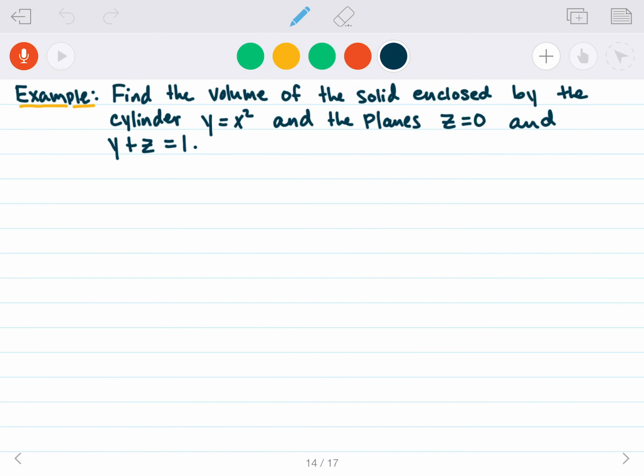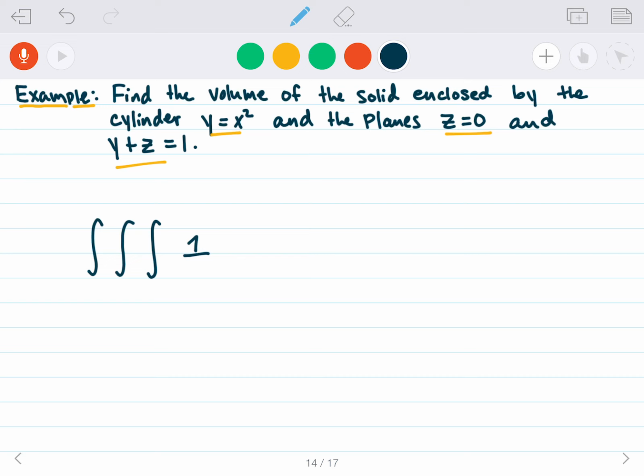Okay, so let's find the volume of the solid enclosed by the cylinder y equals x squared and the planes z equals 0 and y plus z is equal to 1. Okay, so let's go ahead and set up our triple integral. And we are not given a function here, so we're assuming that it's 1.